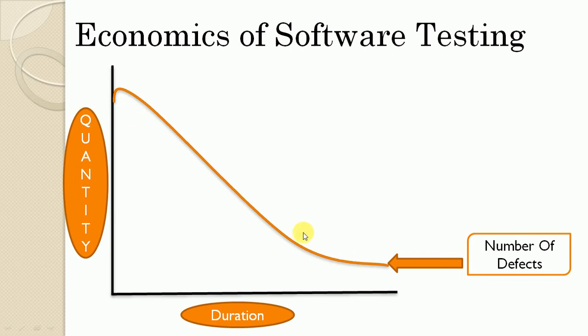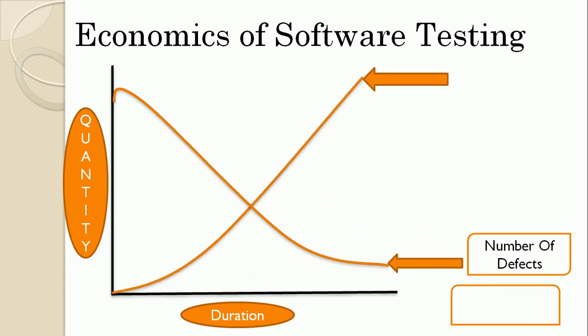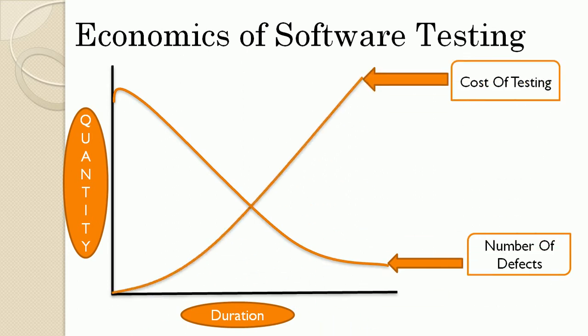But as per the fixing process, as per the life cycle of SDLC, what happens? Automatically the cost of testing increases. Cost of testing here is nothing but the efforts required to conduct the testing activity. So where to stop testing? See here, if we stop testing here, then it is considered to be under testing. If we stop testing here, then it is considered to be over testing.